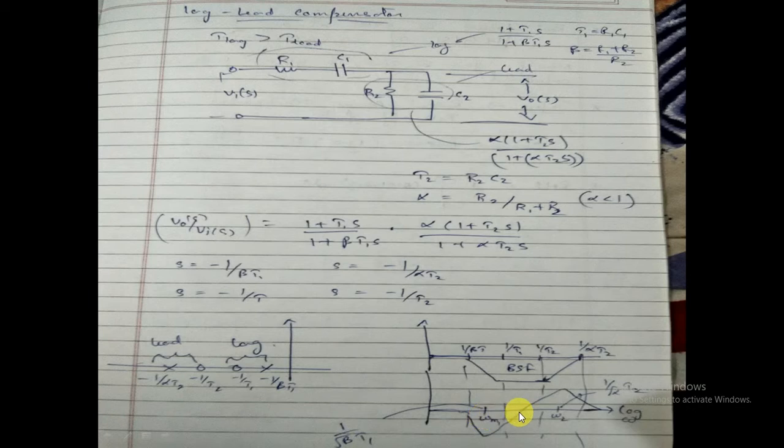And omega m1 and omega m2 can be calculated. Just remember that omega 2 is the value of lead, and omega 1 is lag, because it is lag lead. So just remember the formulas and it's all easy.